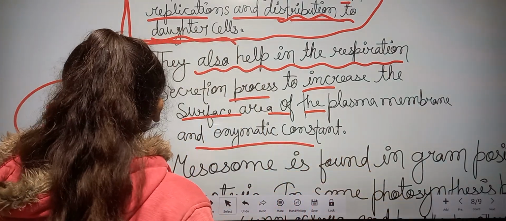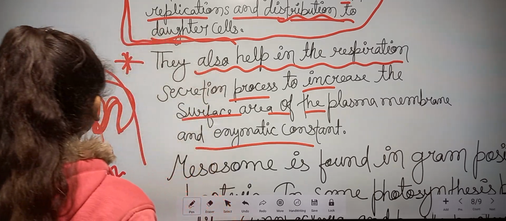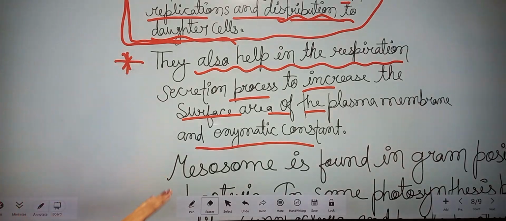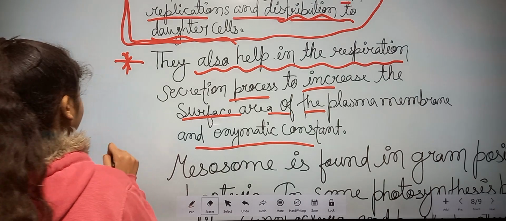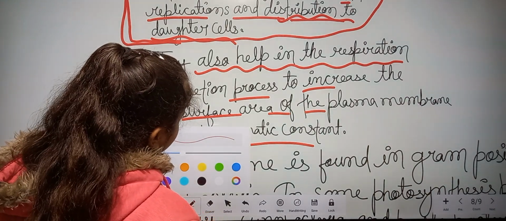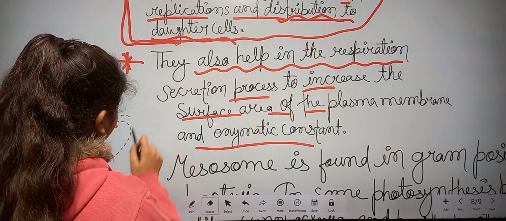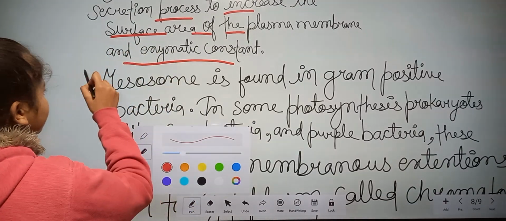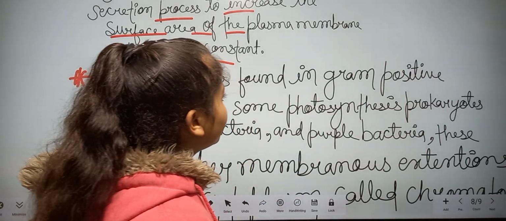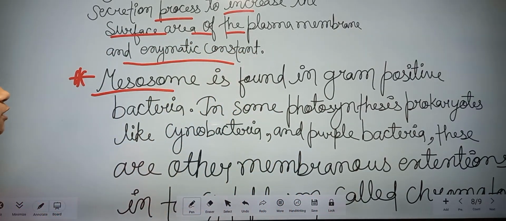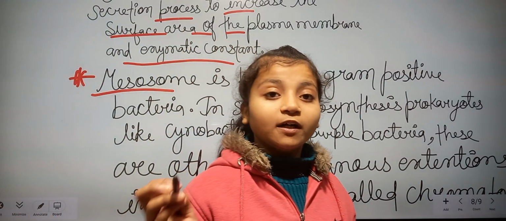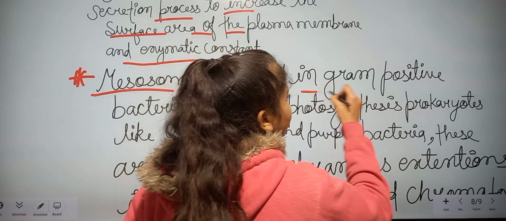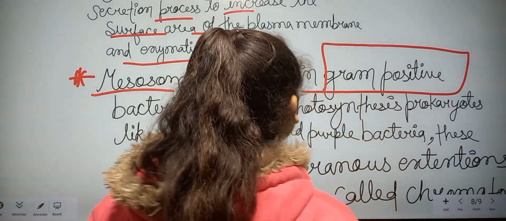The same thing is written here. The enzymatic content means the respiratory enzymes are in a constant manner, in a fixed number, not in an infinite manner. And one more point about the mesosome is that it is found in gram-positive bacteria. Bacteria are classified into two parts, gram-positive and gram-negative, and the mesosome is only found in gram-positive, not in gram-negative.